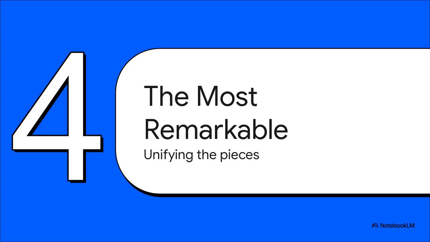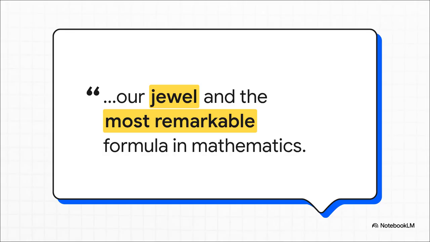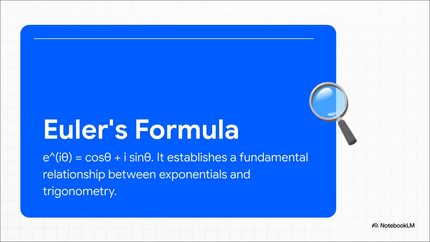And that leads us to one of the most remarkable formulas in all of mathematics. The famous physicist Richard Feynman, he called this relationship our jewel. And trust me, he was not exaggerating one bit. And here it is, Euler's formula. Now, at first glance, it looks pretty abstract, but what it's doing is building this unbelievable bridge between 2 areas of math that seem to have nothing to do with each other.